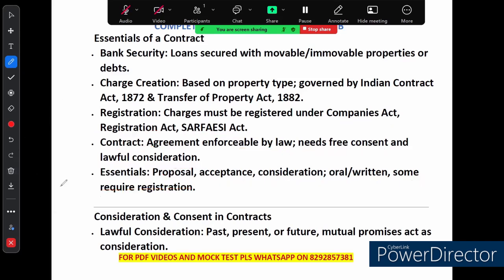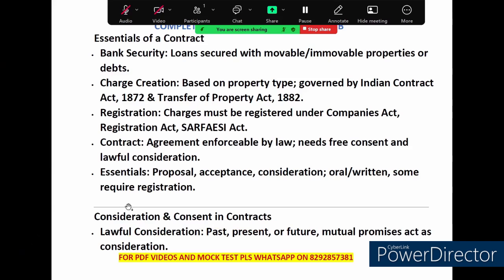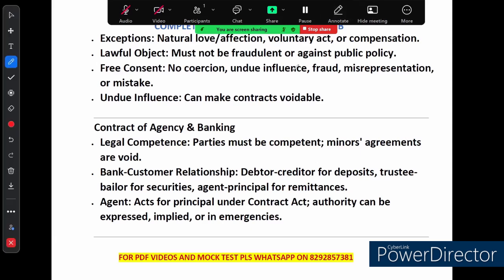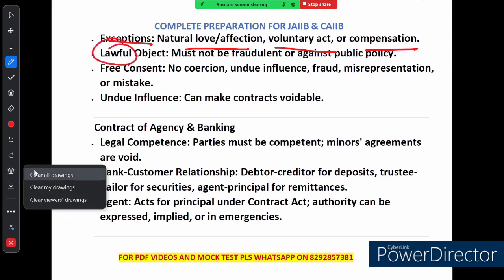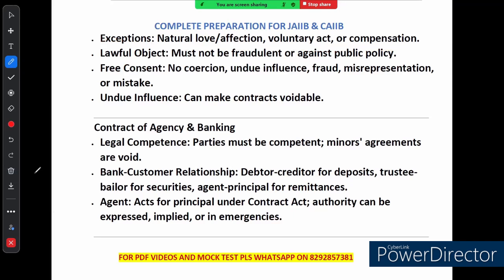Now let's talk about consideration and consent in a contract. Consideration is the value exchanged between the parties. It can be something that happened in the past, is happening now, or will happen in the future. There are a few exceptions where no exchange is required, like in the case of natural love, voluntary act or compensation. Now the object of the contract must be lawful. What does it mean? It means it can't involve anything illegal or against public policy. Next is free consent, that no one was forced or tricked into agreeing. If someone was pressurized or misled, the contract can be cancelled.